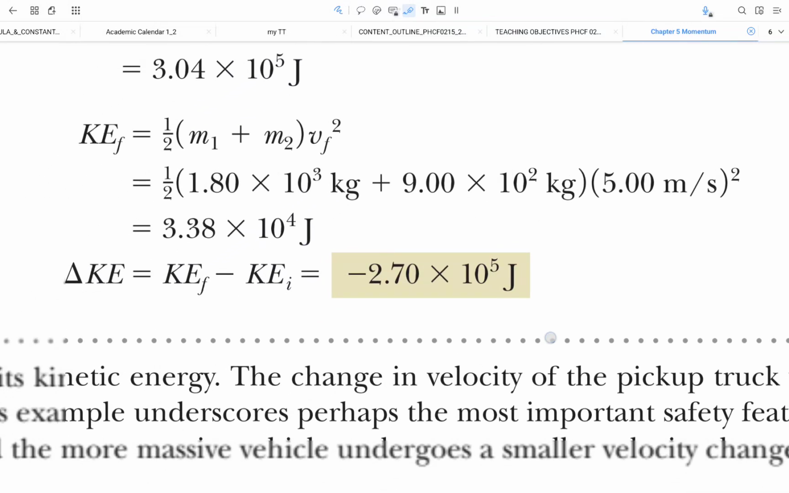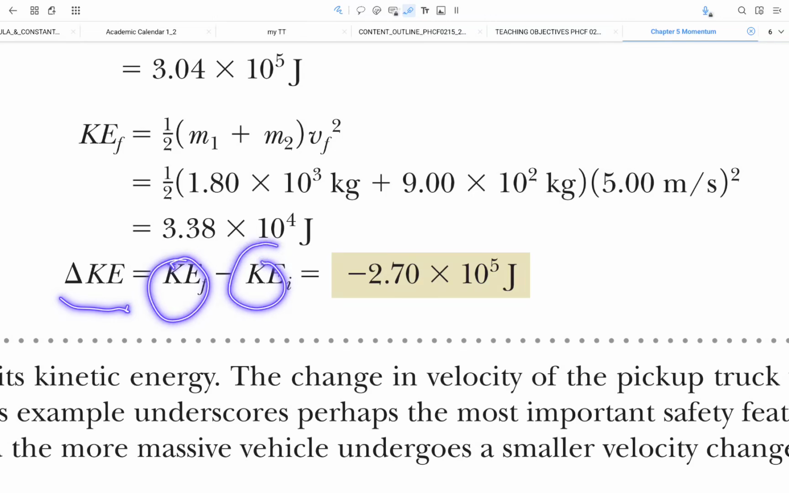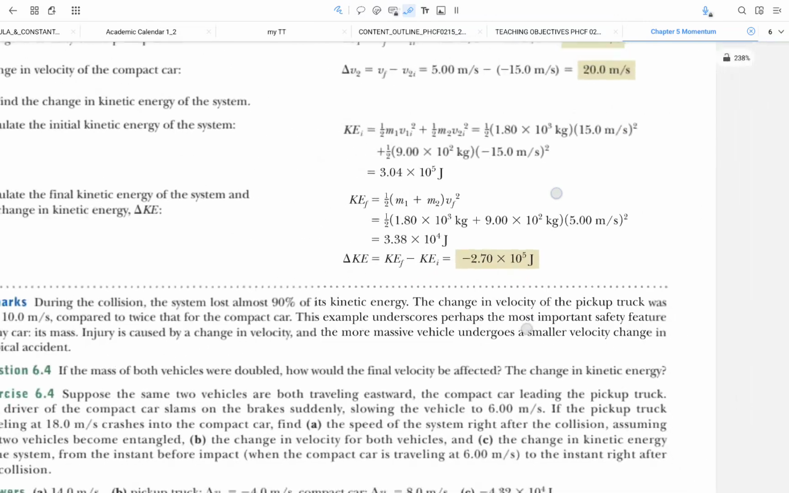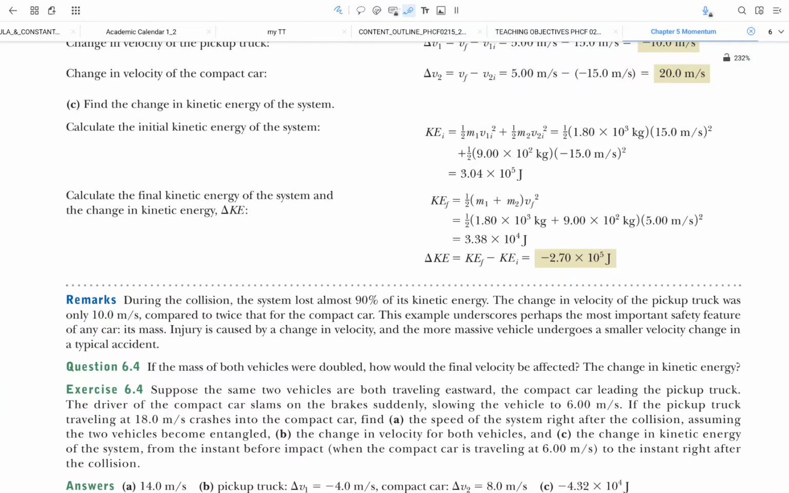Since the question is asking for the change, that means delta. Delta means final minus initial. So kinetic energy final minus initial, meaning 3.38 to the power of 4 minus 3.04 to the power of 5. You are arriving with a negative product. Negative product means loss. Okay, negative means it has lost kinetic energy. So where does this lost kinetic energy go to?